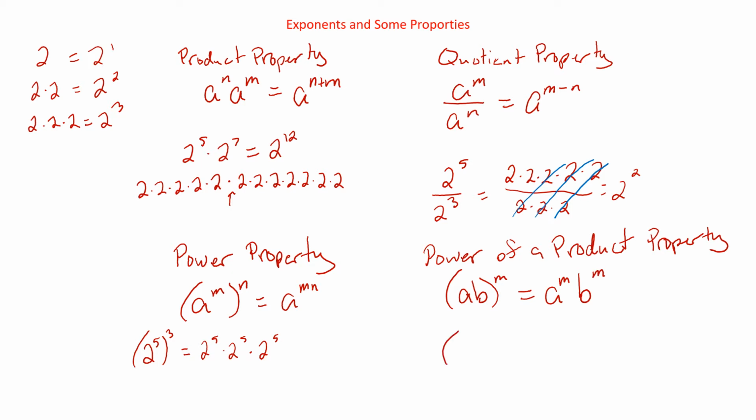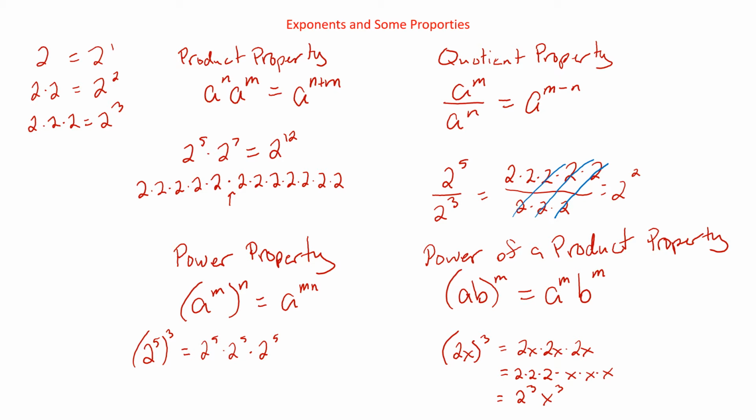So let's say we had 2x to the third. That's just 2x times 2x times 2x, which could be rearranged as 2 times 2 times 2 times x times x times x because of the commutative property of multiplication. And then 2 times 2 times 2 is 2 to the third. x times x times x is x to the third. So we can distribute that power through multiplication. Now, if this was a plus b, you cannot do that.